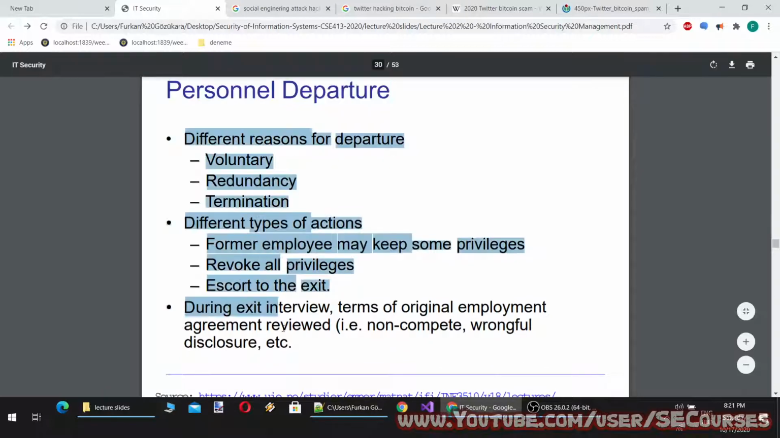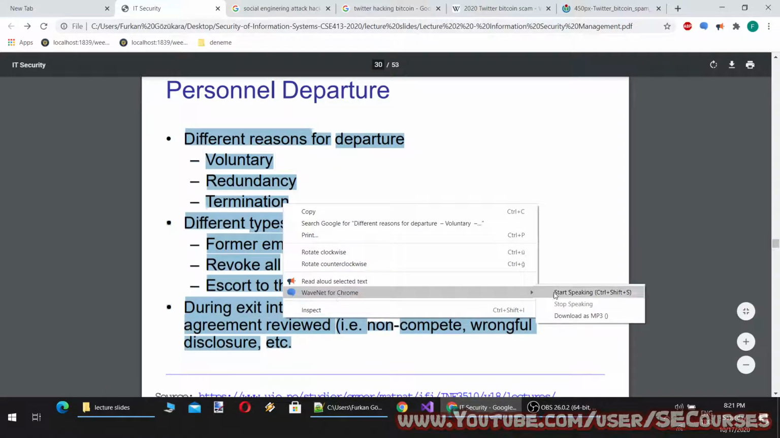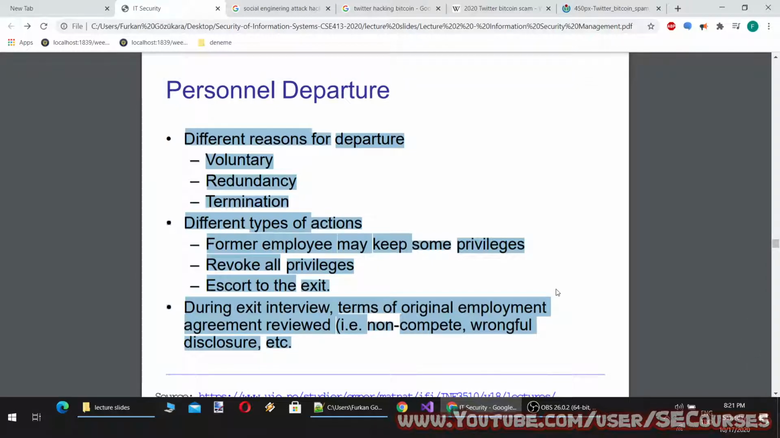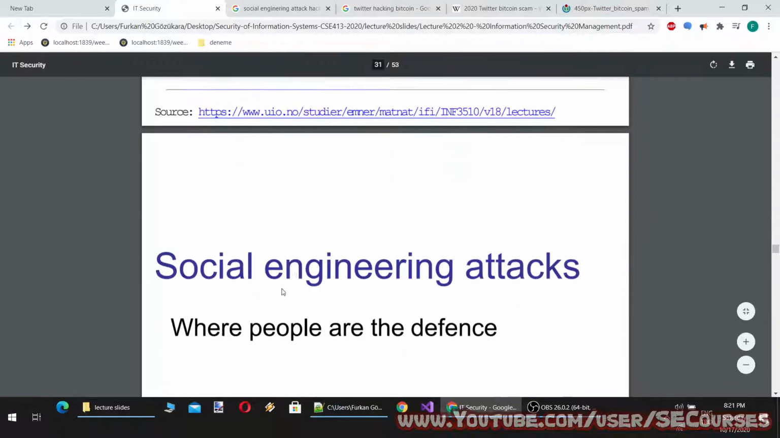Personnel departure. Different reasons for departure: voluntary, redundancy, termination, different types of actions. Former employee may keep some privileges, or revoke all privileges, escort to the exit. During exit interview, terms of original employment agreement reviewed, i.e. non-compete, wrongful disclosure, etc.